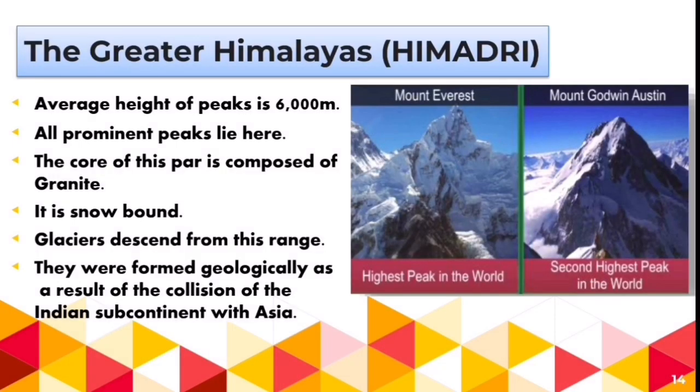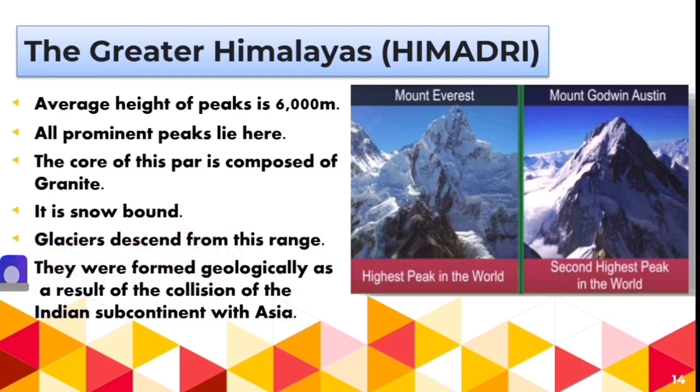So let's have a look today. Himadri accounts to be the topmost range or the northernmost range of the Himalayan mountains. The average height of the peaks here is 6000 meters. Most of the prominent peaks lie in this range. The core of this range is composed of granite, and this range is perennially snowbound, means it remains covered with glaciers and snow throughout the year. So most of the glaciers descend from this range.